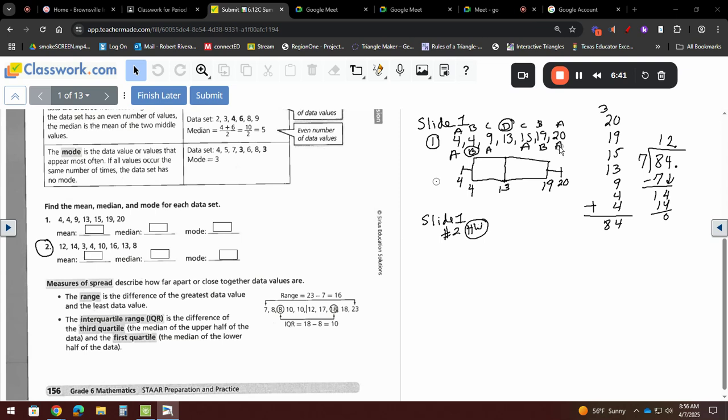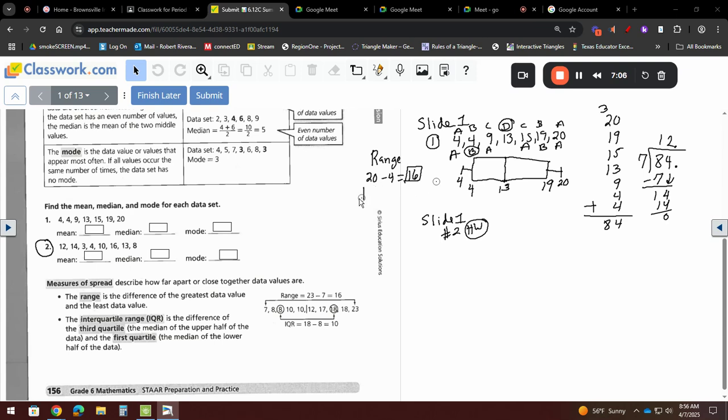Now, just to review quickly, if I wanted to find the range for this one, who would I use? The maximum, which is 20, the greatest, and the minimum, which is what? 4. And what would you do with those two? Subtract. And 20 minus 4 would be 16. That would be the range of this data.